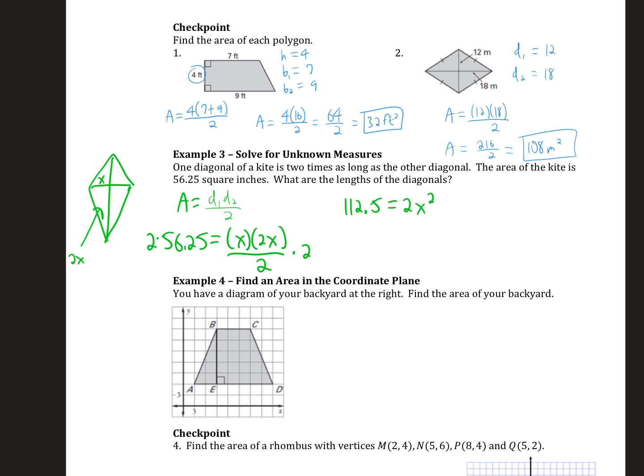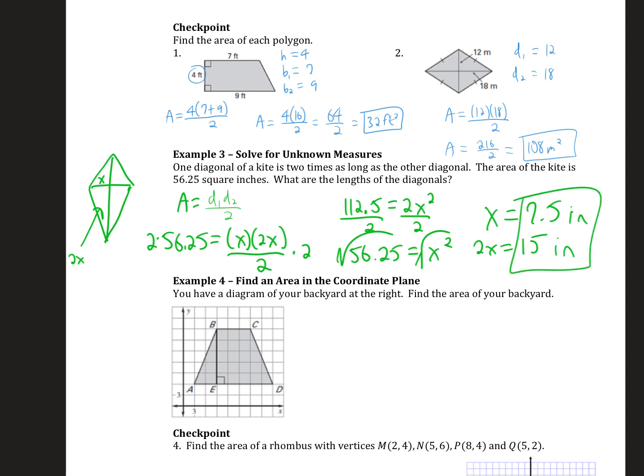How do we solve for x now? Divide by 2. That's going to be 56.25 equals x squared. How do we undo a square? Square root. x is going to equal 7.5. And what's 2x going to equal? It's going to be 15. So one diagonal is going to be 7.5 inches and the other one's going to be 15 inches. Okay? And those are our answers. All right, sounds good. We got 2 more examples here.